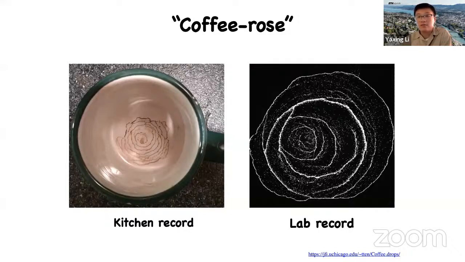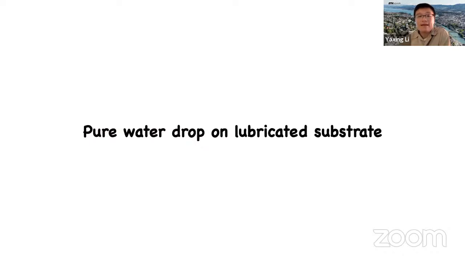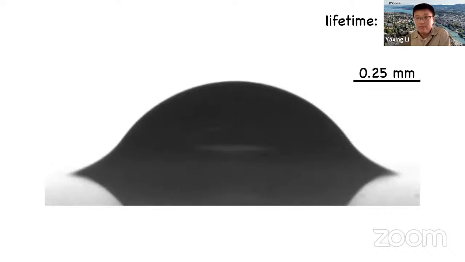And this is what people call a coffee rose. You can see it looks pretty like a rose. And you can also see this in your kitchen after you finish your coffee. You can see this coffee rose in your mug. And then we put our droplet on the lubricated substrate, and this is the typical video we have. You can immediately tell the difference between this one and the previous one. First, the contact angle becomes much larger, and then we have this wetting edge.